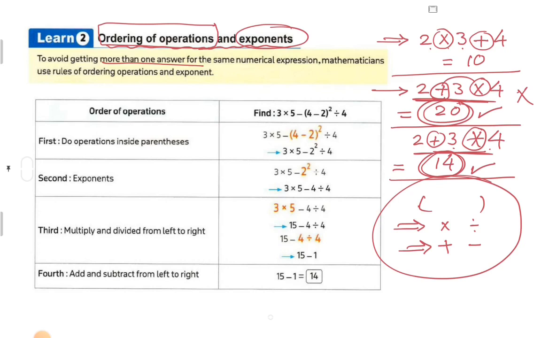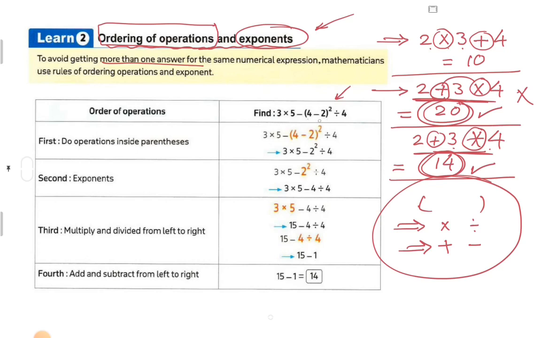But now we have exponents. So if I have an exponent in my question, like this, here we have the example: 3 by 5 minus parentheses 4 minus 2 to the power of 2, divided by 4. Note with me.